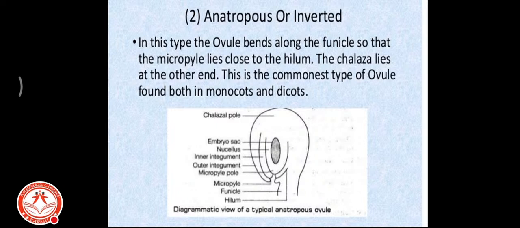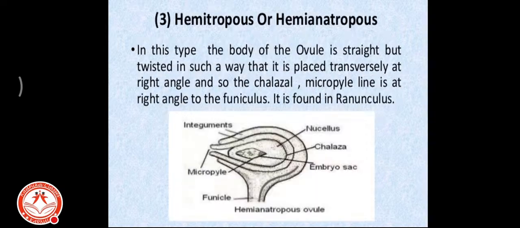Next is anatropous ovule, or we can say inverted ovule. In this, the ovule bends towards the funicle so that the micropyle lies close to the hilum. The chalaza lies at the other end. This is the commonest type of ovule found in both monocots and dicots.